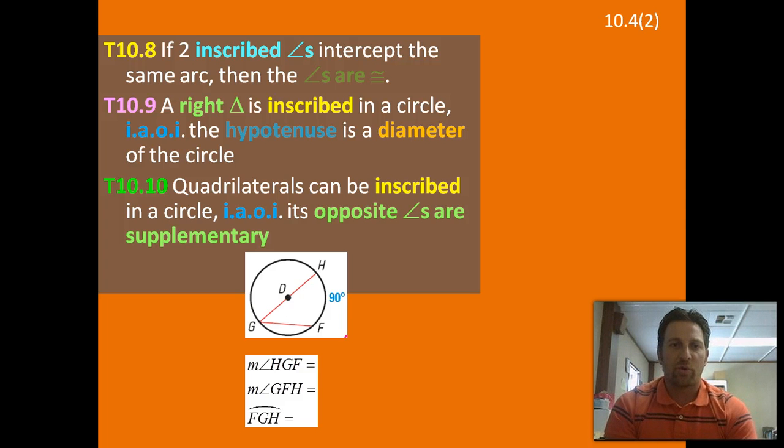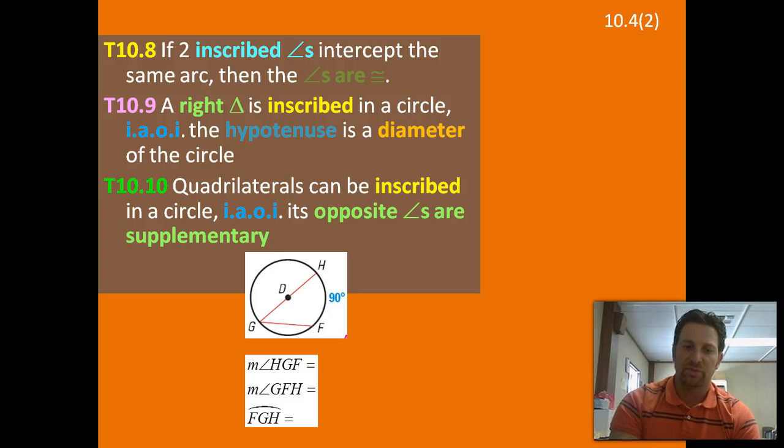And then finally, theorem 10.10 says that a quadrilateral can be inscribed in a circle if and only if its opposite angles are supplementary. This one you have to see to make sense of it, but it's pretty simple. If you see a square, a rectangle, or any type of quadrilateral within a circle, then the angles that are opposite one another have to add up to 180 degrees.